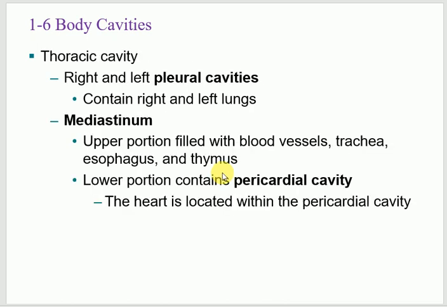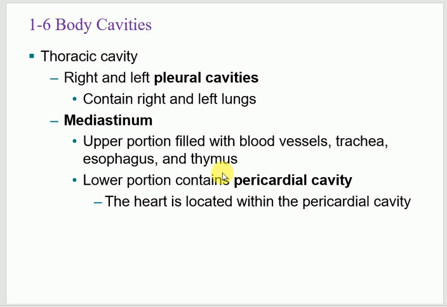So here is the thoracic cavity, and we're dividing the thoracic cavity into 3 parts. Right pleural, contain the right lung. Left pleural, contain the left lung. And in between, this is called mediastinum. It's coming from middle, mediastinum. This is where the heart is located, the major blood vessels, the esophagus is here. It's in the middle. I will show you the picture.